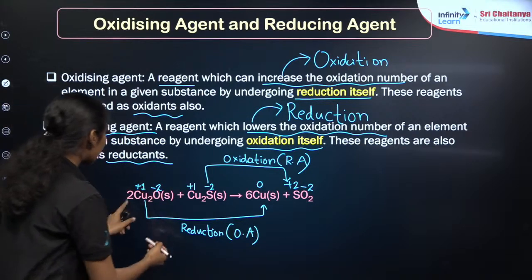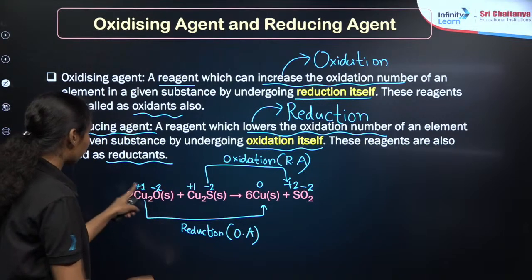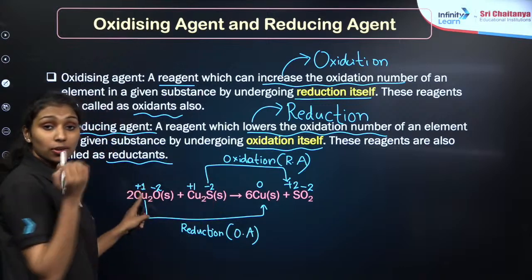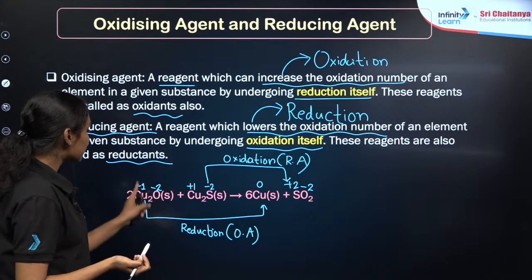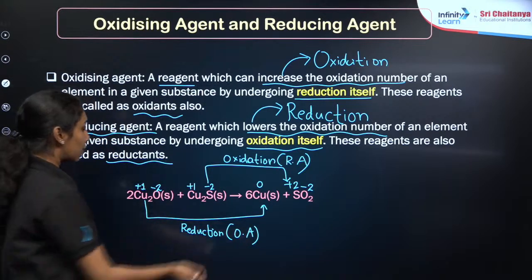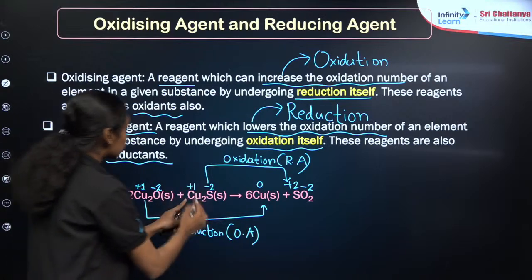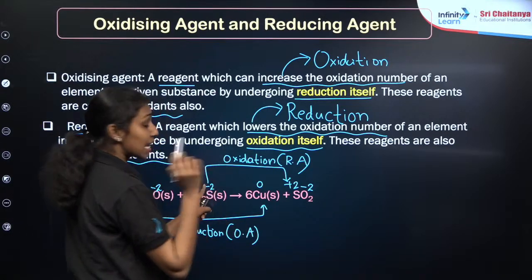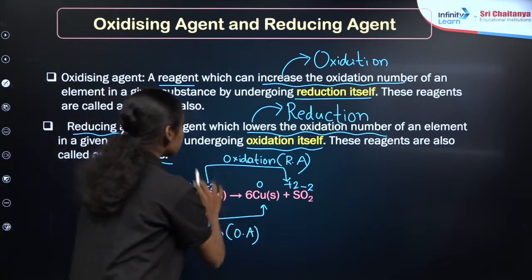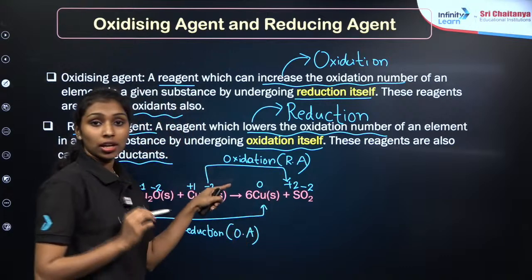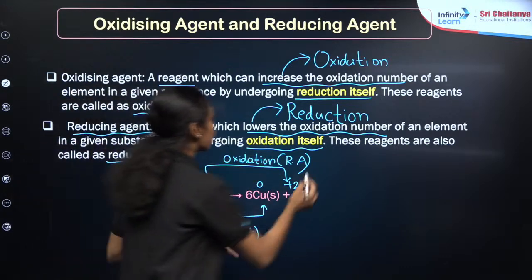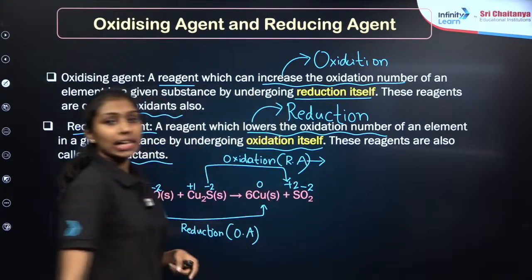Here you can see that copper is changing its oxidation state from +1 to 0, which means it undergoes reduction, so it will be considered an oxidizing agent. I will write it as OA. Similarly, if you consider the second molecule here, sulfur is changing its oxidation state from -2 to +2, which means it undergoes oxidation, right? So it will be a reducing agent here. Clear?